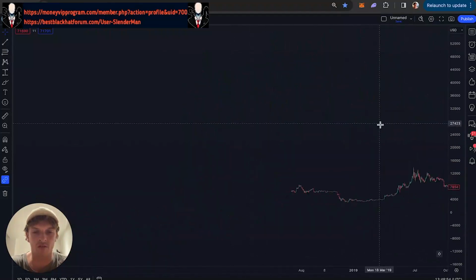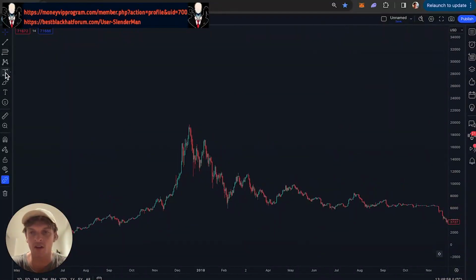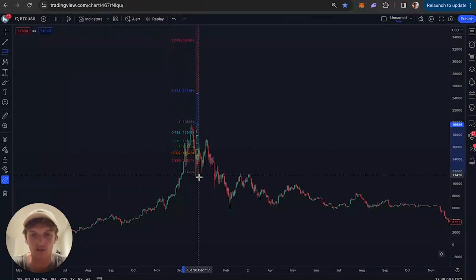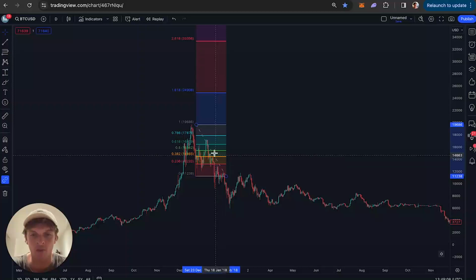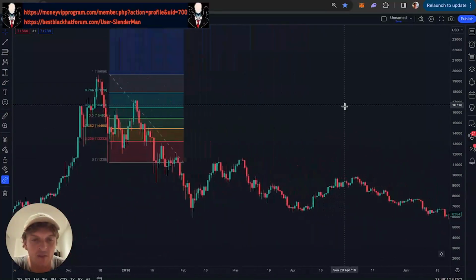Let me find from the last bull run. This is probably a better way to do it. So at the last bull run, we had the top. Oh, that's the wrong one. We had the top here. We had our first big dip. And then price tried to go back up. It tried to get above the 0.618 fib, and it failed.